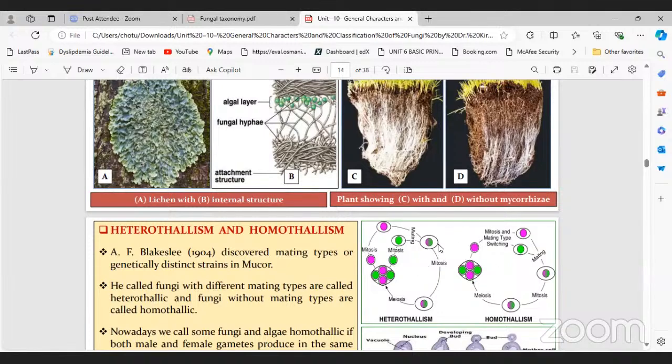You can observe both the pictures. Hetero, this one. This is the one fungus. After meiosis, it forms this one. And these two undergo mitosis division. These two mate, both two mating, and after meiosis again form. This is the heterothallism. Homothallism, see, here both combinations undergo meiosis and after that form only one. After mitosis the mating type is switching, and both mate. This is the homothallism.